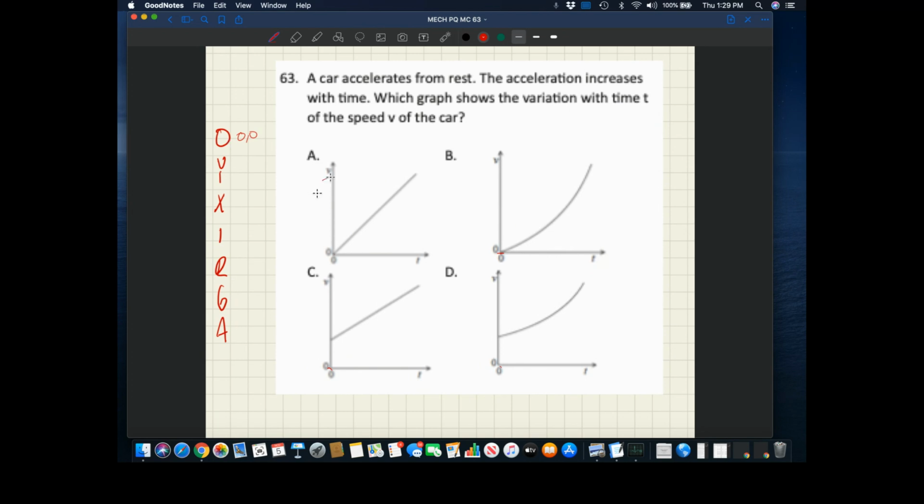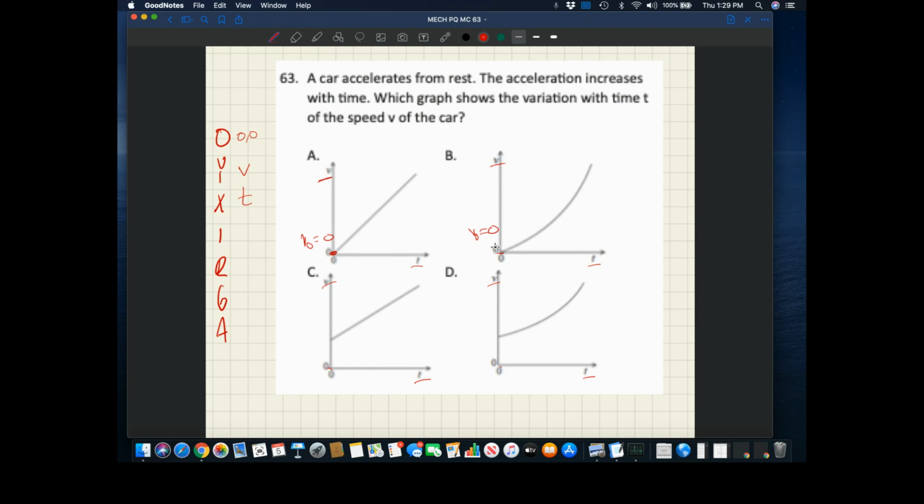We look at the y-axis, and that is velocity without units, for all of them. Our x-axis for all of them is time without units. And the intercepts: for this graph, the intercept is v0 equals 0. The velocity at time 0 is 0. The second one, we have the same thing, v0 equals 0.